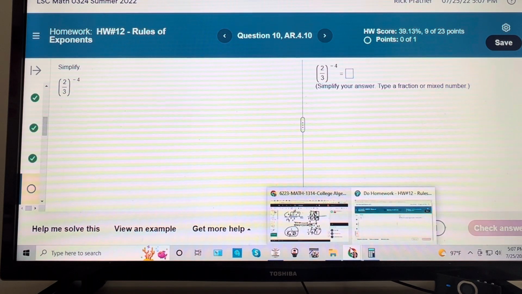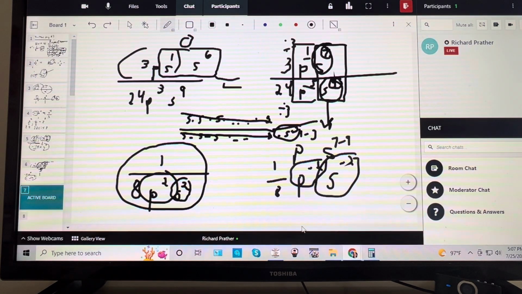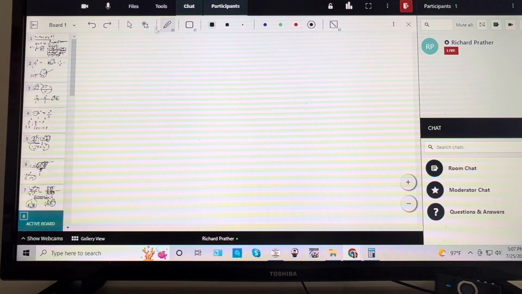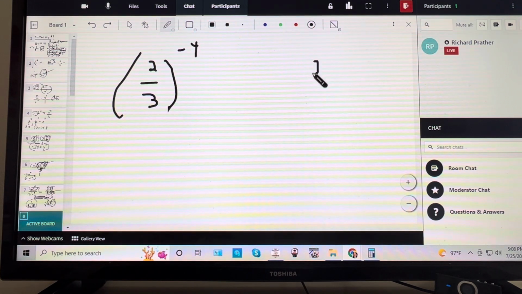Okay, here's one with a parenthesis. So a parenthesis means the exponent gets applied to everything inside the parenthesis. 2 divided by 3 to the -4th power. But it would be different if it was 2 to the -4th over 3 without parentheses. Then it would only apply to the 2, not to the whole fraction.